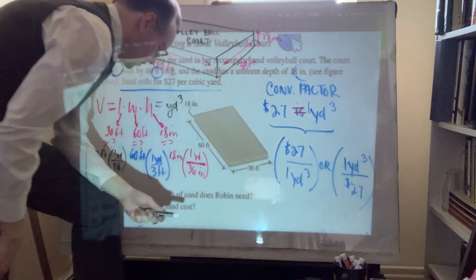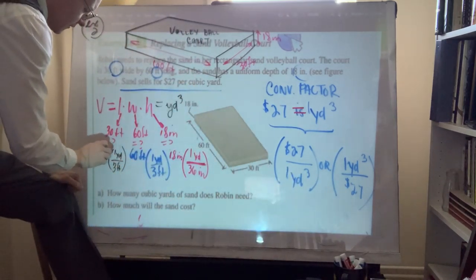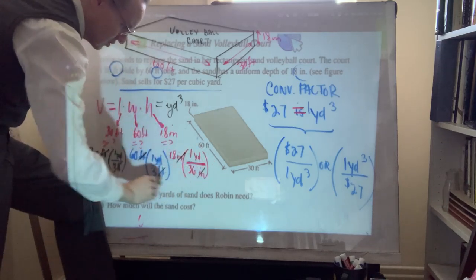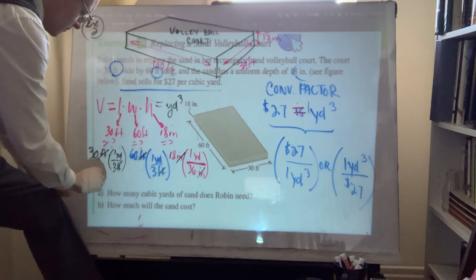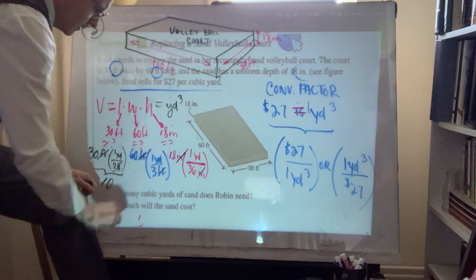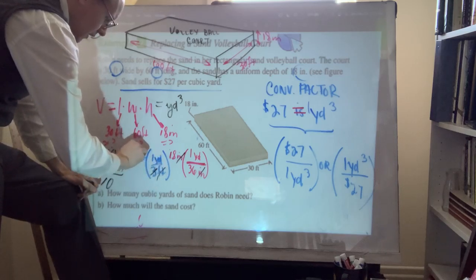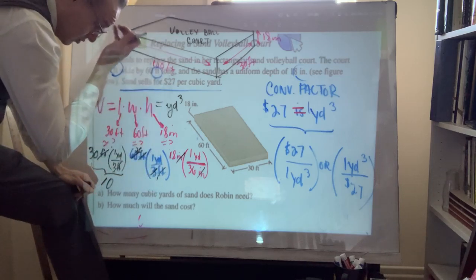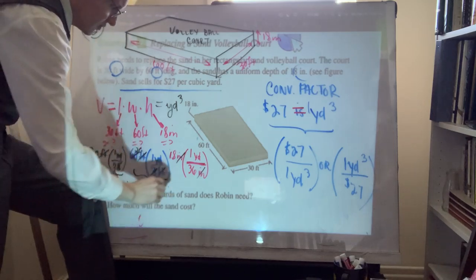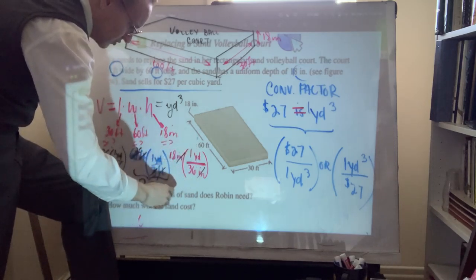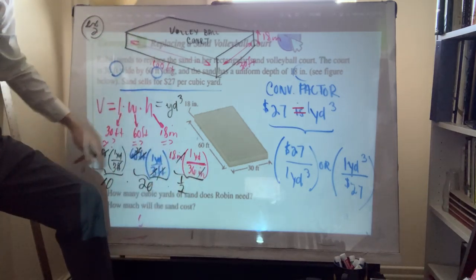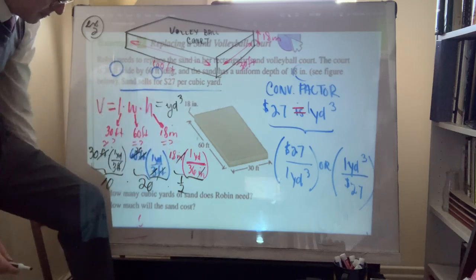So what is the effect here? Feet cancels feet, feet cancels feet, inches cancels inches, right? This is going to be 30 divided by 3, which is 10, right? 60 divided by 3 is just 20. And this is going to be 18 over 36, which is going to be a half, right? So 10 times 20 times a half, right?